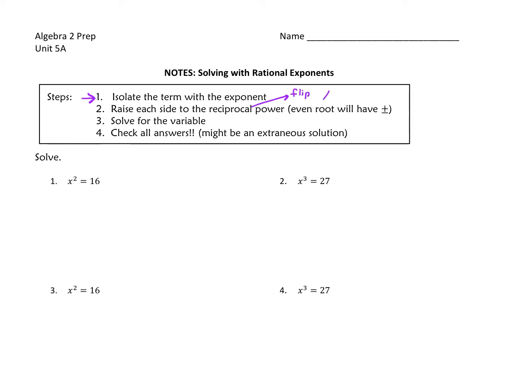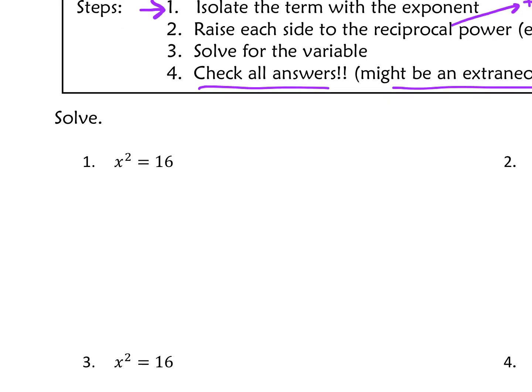So if my exponent was 2/3, the reciprocal would be 3/2. If my exponent was 1/2, my reciprocal would be 2/1. So kind of keeping that in mind. Solve for the variables, and then we always have to check our answers because there could be extraneous solutions. So if I look at this first one, I can see that I have x squared equals 16.